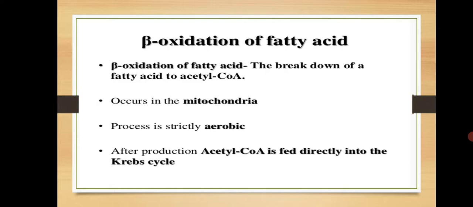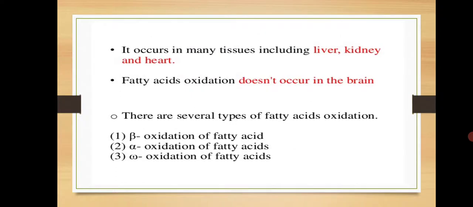This process occurs in the mitochondria. It is a strictly aerobic process, and after production, acetyl CoA enters into the Krebs cycle. It occurs in tissues like liver, kidney and heart. It specifically takes place in the matrix of the mitochondria, and in tissues like liver, kidney and heart. It doesn't occur in the brain.